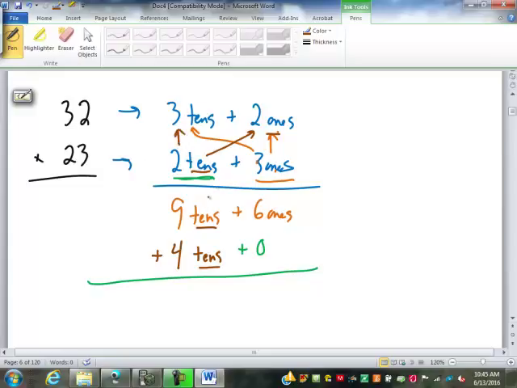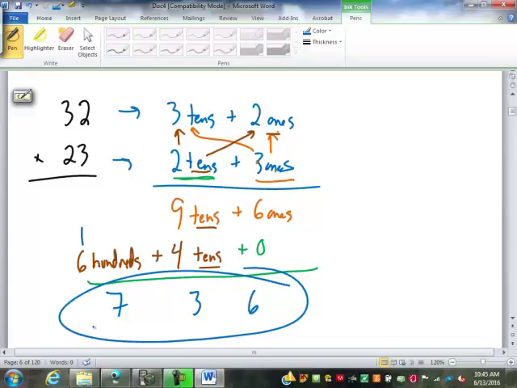Then 2 tens times 3 tens. 2 times 3 is 6. 10s times 10s, hundreds. So now we just combine the stuff with the same name. 6 ones, 9 and 4 is 13, so 3 carry the 1, so 736.